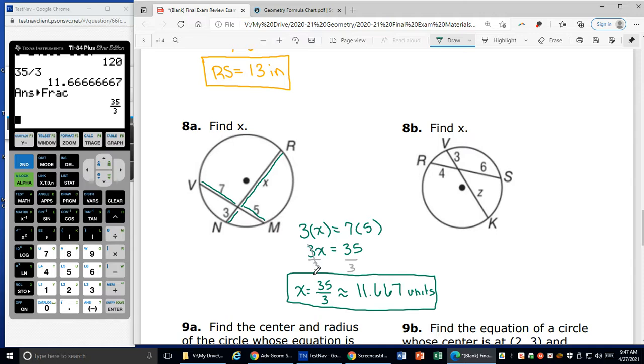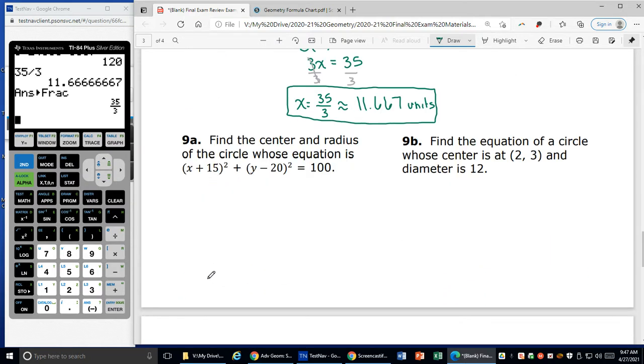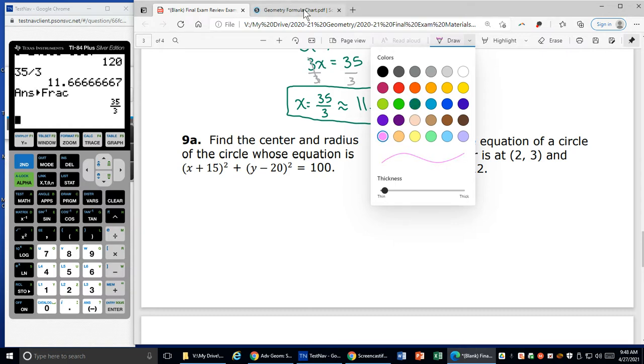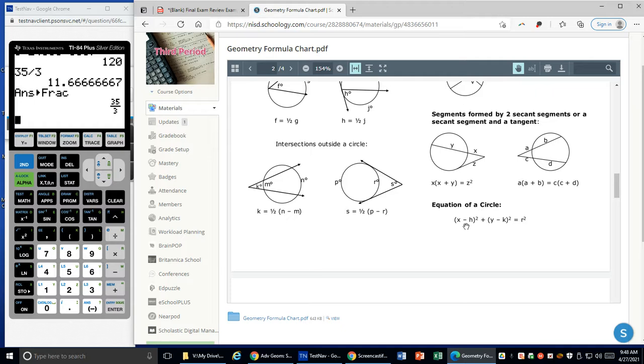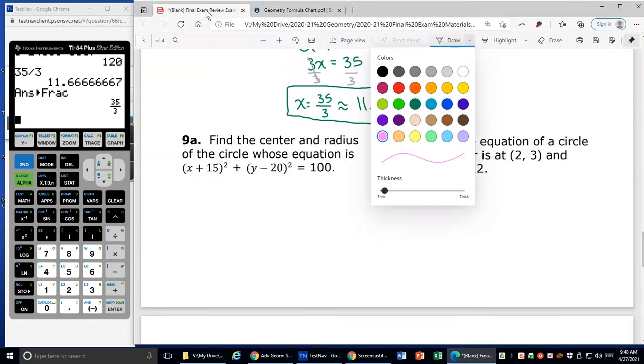Okay, let's look at 9a. Find the center and the radius of a circle whose equation is (x plus 15) squared plus (y minus 20) squared equals 100. Let's see if this is on our formula chart. So, equation of a circle: (x minus h) squared plus (y minus k) squared equals r squared. What we remember is that when you put the x and the y from the center in, it changes the sign of what it looks like when it's inside the equation.